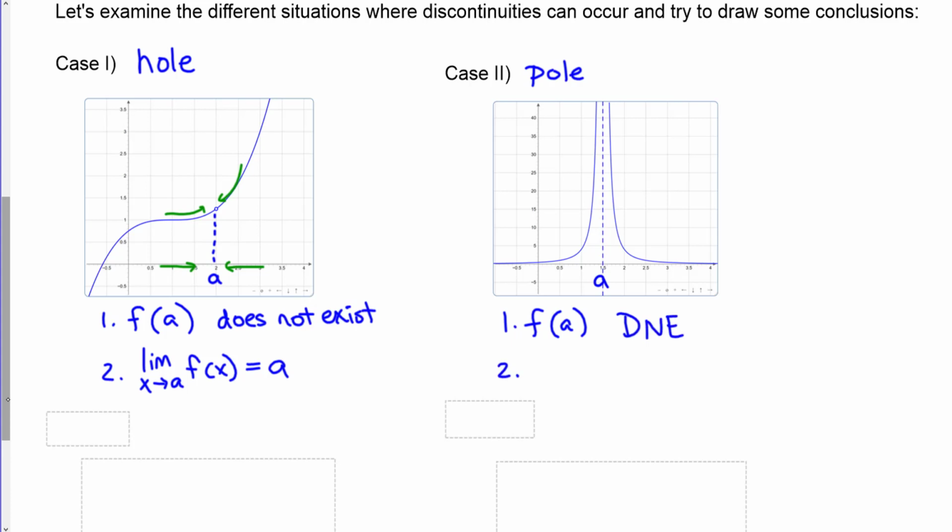But then also, when I observe the limit from the left and the limit from the right, the limit from the left goes to infinity. The limit from the right of this particular graph is also going to positive infinity. It really doesn't matter particularly that it's going to positive infinity, because recall we said that if the limit goes to infinity, the limit does not exist. That's what we are saying here in this case. So the limit as x approaches a of my function also does not exist.